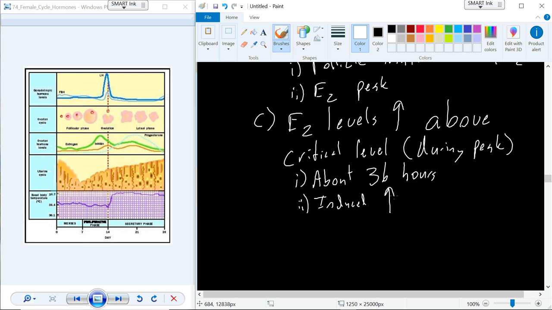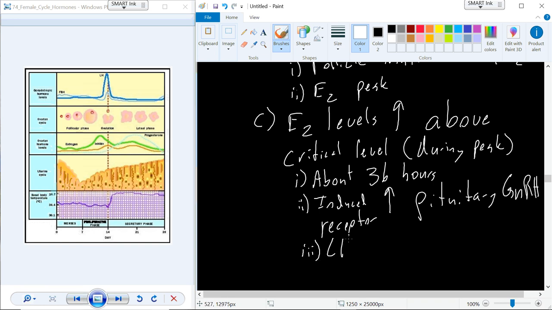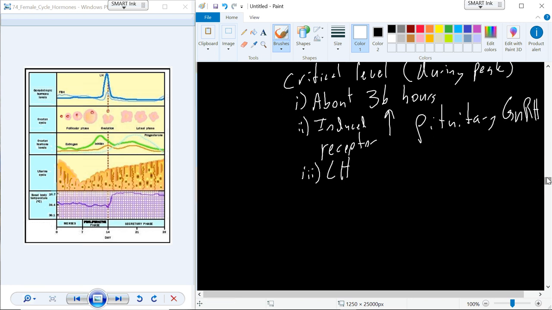When estrogen levels are above that critical level for about 36 hours, this induces an increase in the pituitary gonadotropin-releasing hormone receptor. So we're increasing, in the gonadotropes of the pituitary, the gonadotropin-releasing hormone receptor. And you can see shortly after the estrogen peak, during that 36-hour window, we then have a large amount of LH that's released all at one time. So you have this big release of luteinizing hormone.